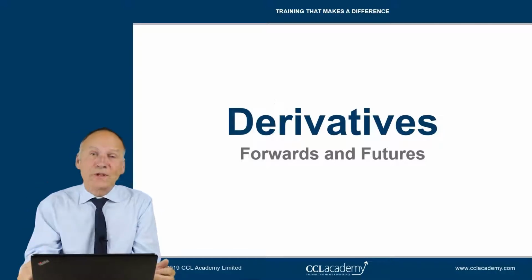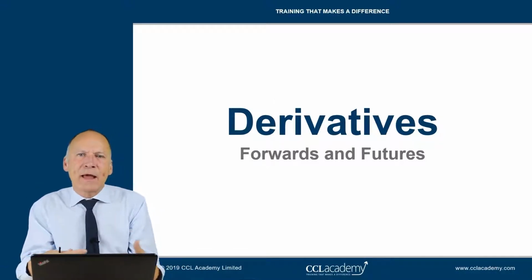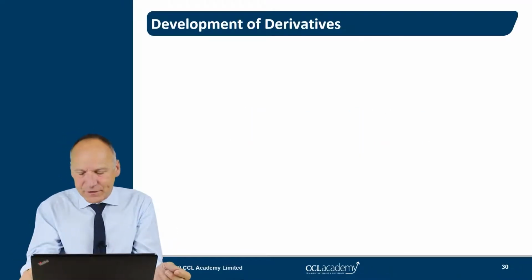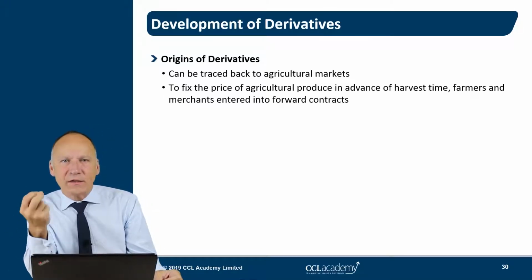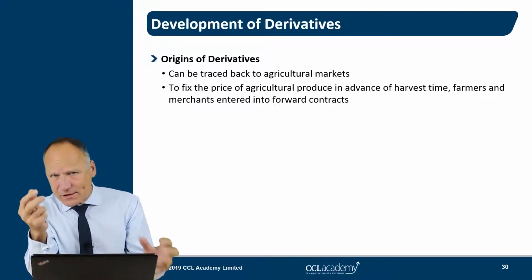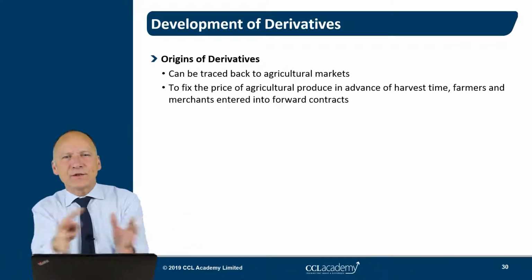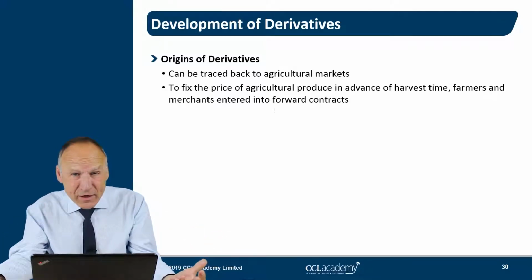So forwards and futures. Let's roll ourselves back a little bit and talk about where derivatives started. In terms of the development of derivatives, the origins were in the US. This all happened in the Midwest in the States, where you've got a huge agricultural belt, lots of agricultural business going on.